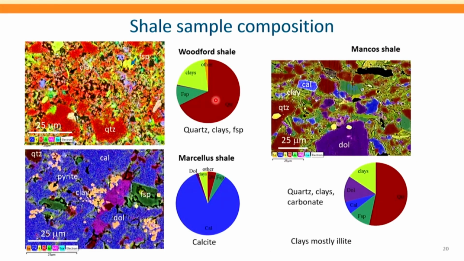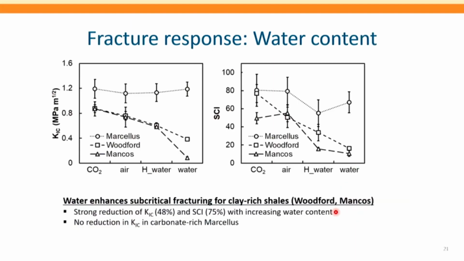Those three rock types are very different in composition. One is very quartz rich, the other is very calcite rich, almost a limestone, and the Mancos is somewhere between. None of those is really clay mineral rich, because if they're too clay rich, then we cannot work with them. So there's a sampling bias there.